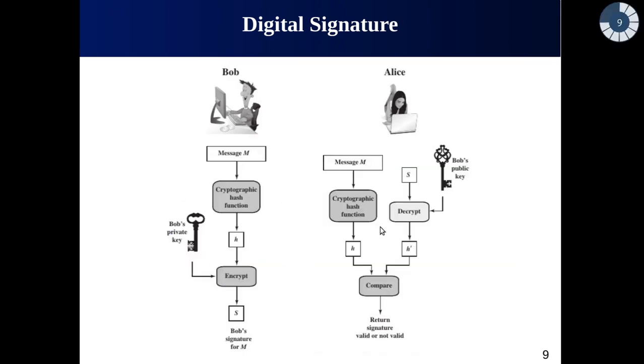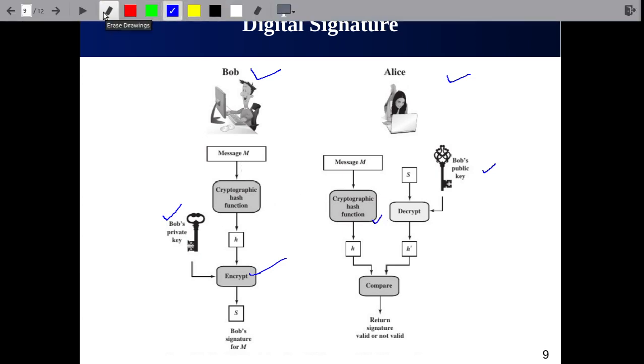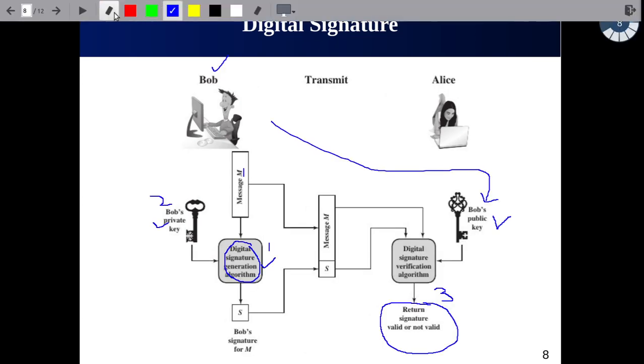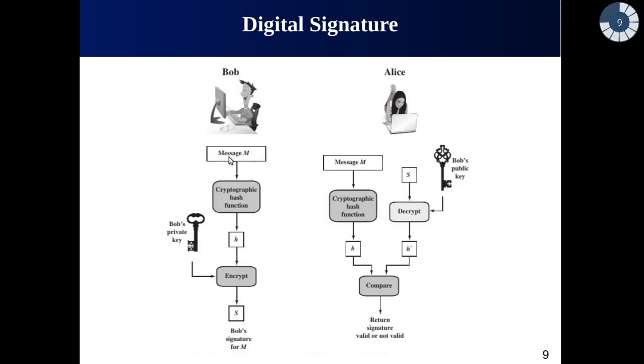If we go into further details, here is another look at the digital signature process. We do have Bob and Alice here. We do have the Bob private key and Bob public key. We do have the algorithm for creation and the algorithm for verification. However, here we are not actually considering the message in plain text. If you see here, the message is taken as a plain text. Here, first we convert the message into a hash value.